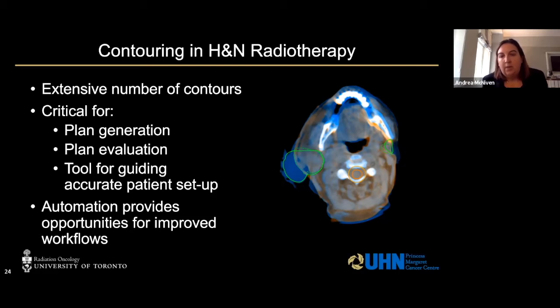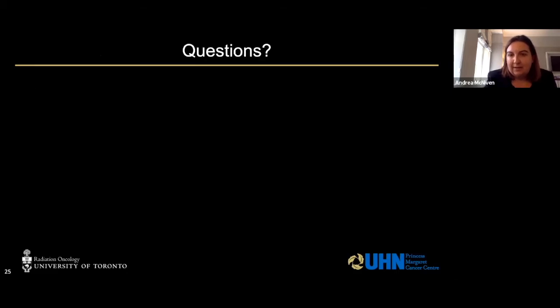The uniformity and accuracy of these contours from patient to patient, particularly for the organs at risk, is pretty critical for us to be able to evaluate how we're doing and make improvements holistically as well. So really, automation does provide a lot of opportunities for improved workflows in the clinic. And I'm looking forward to seeing the results of this challenge and how we move forward in the clinic as well. So that's it for now, and I'd be happy to answer any questions, or are we going to do those at the end?